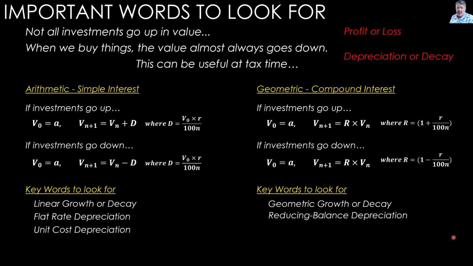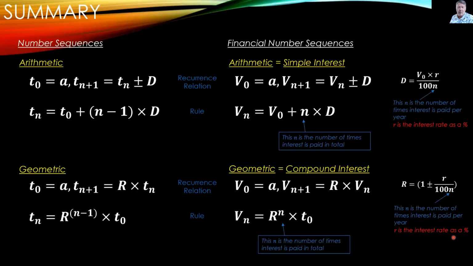Here comes a summary page with all the details on it. You've got your arithmetic recurrence relations and rules. You've got your geometric recurrence relations and rules. You've got your financial recurrence relations and rules for arithmetic and financial recurrence relations and rules for geometric, and how to work out the common difference using your simple interest formula or your common ratio using your compound interest. Okay?